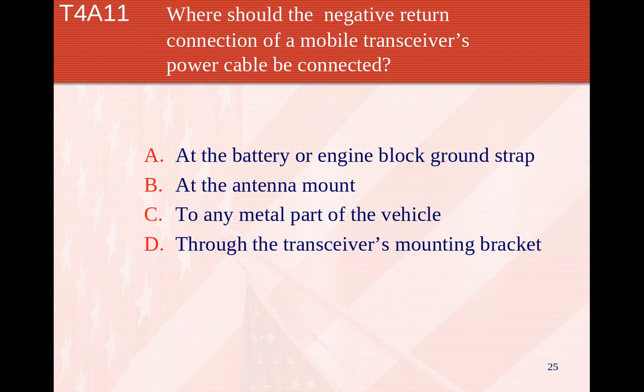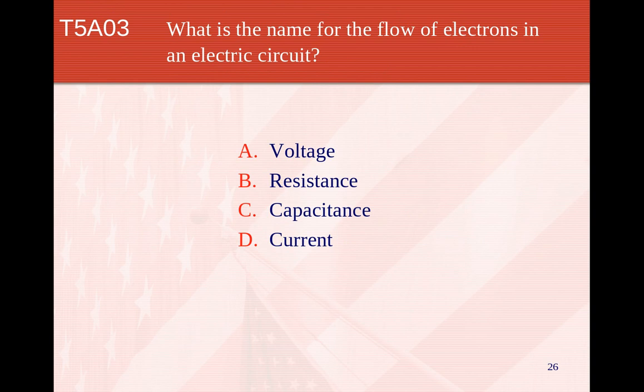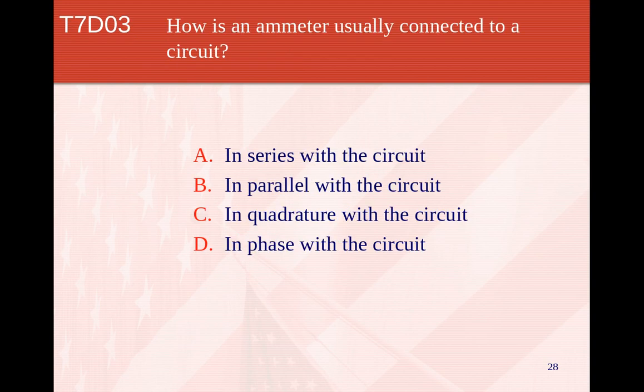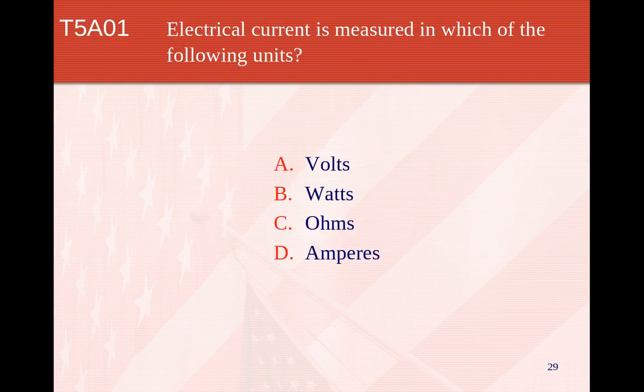Where should the negative return connection of a mobile transceiver power cable be connected? To the battery or engine block ground strap. What is the name for flow of electrons in an electric circuit? Current. Which instrument is used to measure electric current? The ammeter. How is an ammeter usually connected in a circuit? In series.